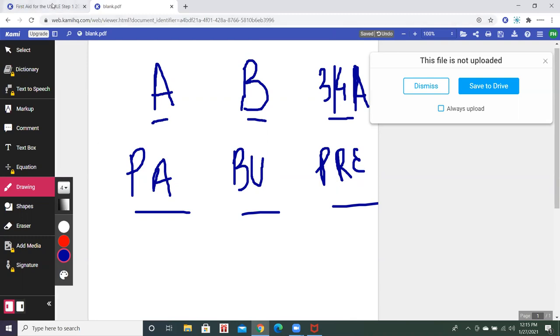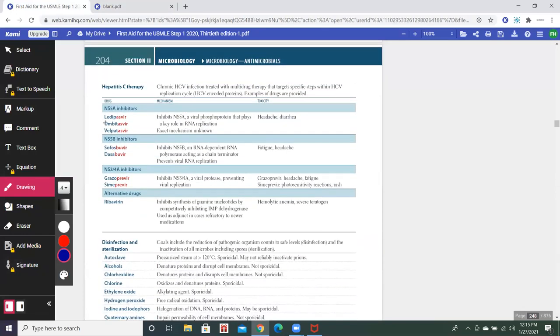With this, you have A for NS5A, B for NS5B, and 3-4-A for NS3, NS4A. A for PA: the only one drug you have to remember is ledipasvir. B for BU is sofosbuvir, the only one drug. Over here is ledipasvir, over here is sofosbuvir, and NS3, NS4A is PRE. For PRE, you only have to remember simeprevir.